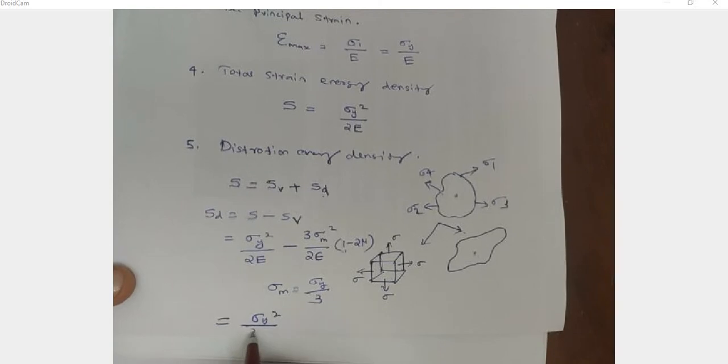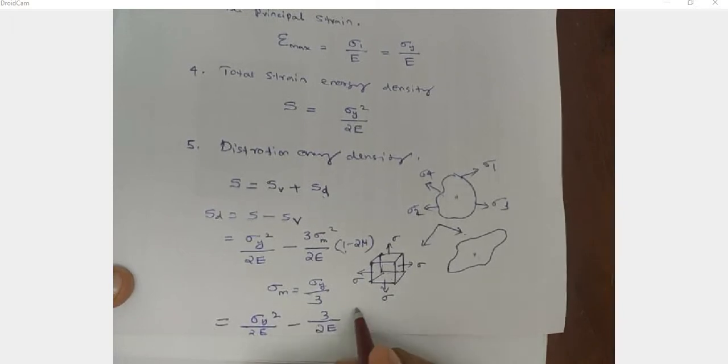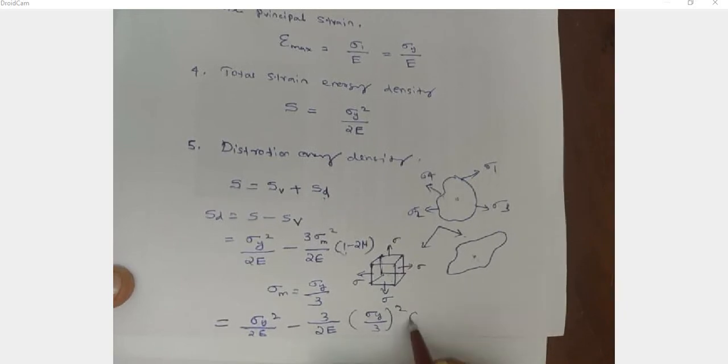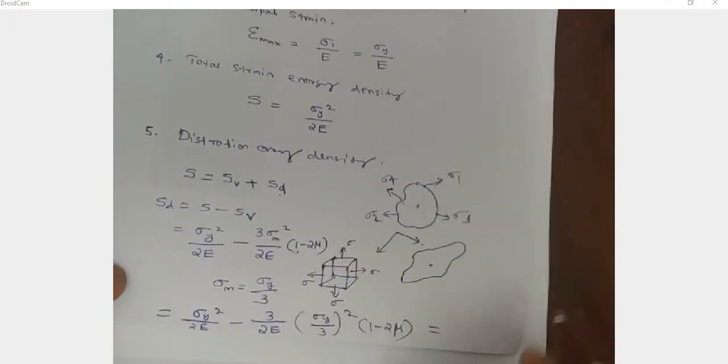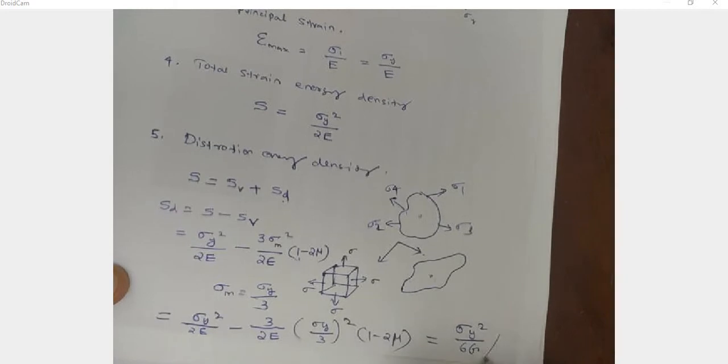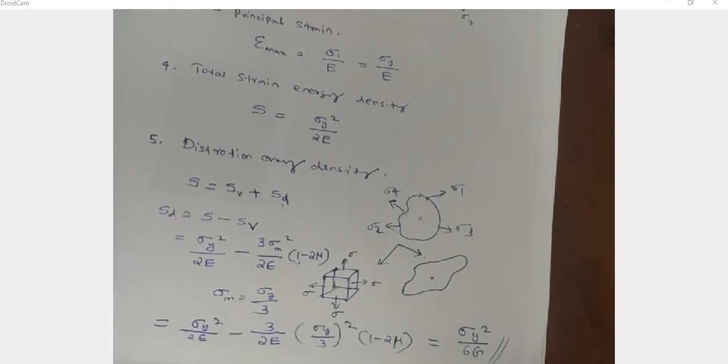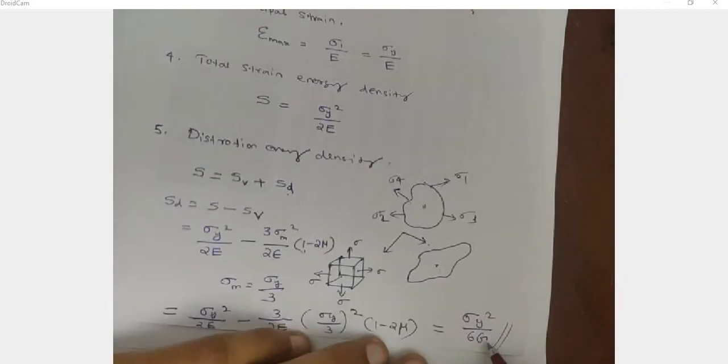So from this we can calculate sigma y square by 2E minus 3 by 2E into (sigma y by 3) whole square into (1 minus 2 mu), that is equal to sigma y square by 6G. That is the amount of distortion energy, sigma y square by 6G, where G is the modulus of rigidity.